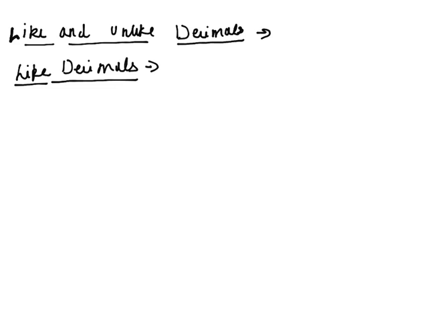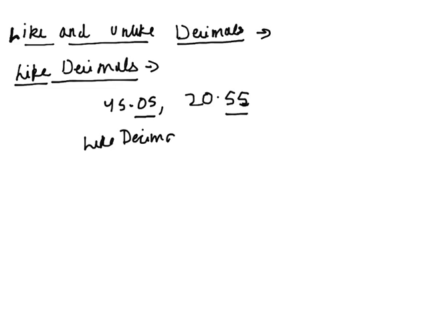Suppose here we have 45.05 and here we have 20.55, and we have to say whether they are like or unlike. Here we will check how many digits are present after the decimal point. In this we have 2 and here also we have 2. So we will say both are like decimals. Whatever the whole number is, it doesn't matter. We will only check the number of digits after the decimal point.